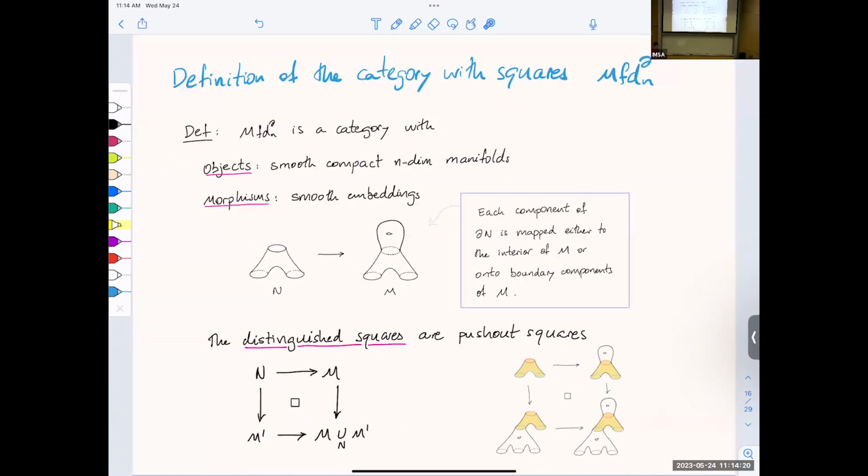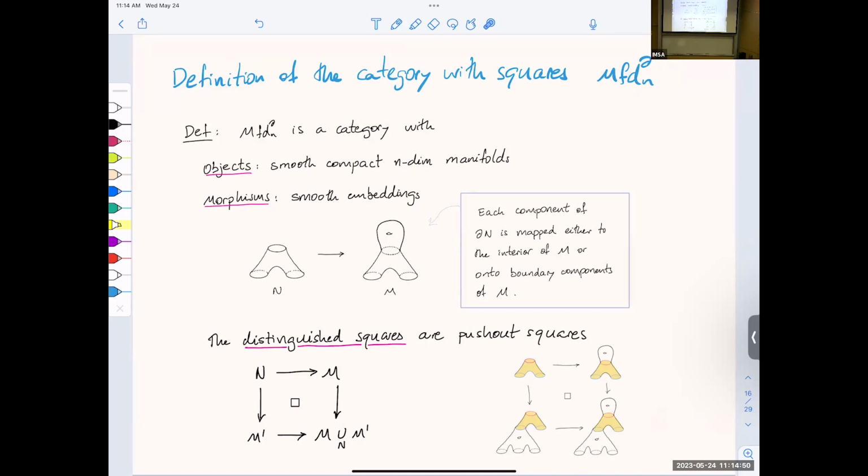Okay, so now we are going to move on with manifolds, and we are going to see how to apply all of this categorical framework to the notion of manifolds. What we are going to define in the next slide is a category with squares for manifolds with boundary. So what are going to be my objects? The objects are going to be smooth compact manifolds.